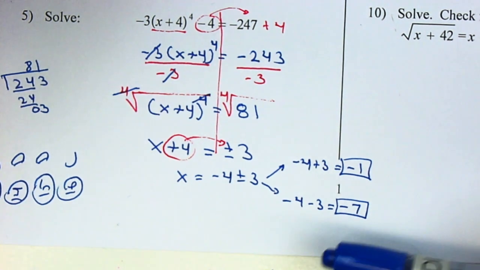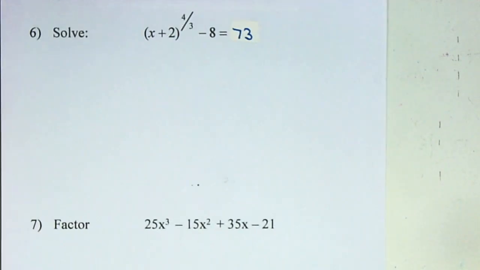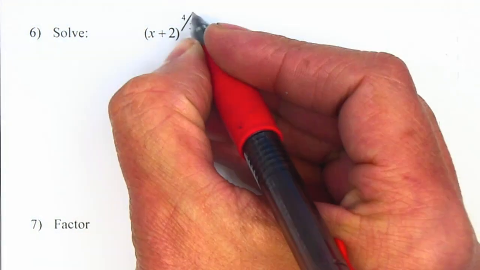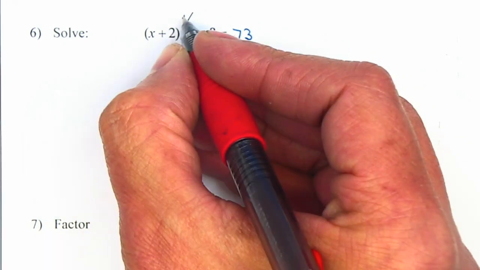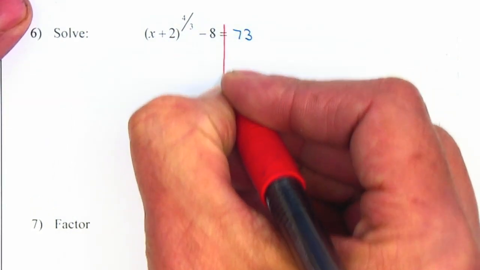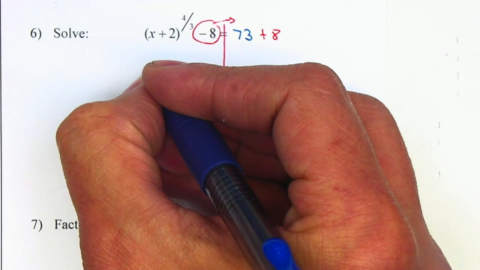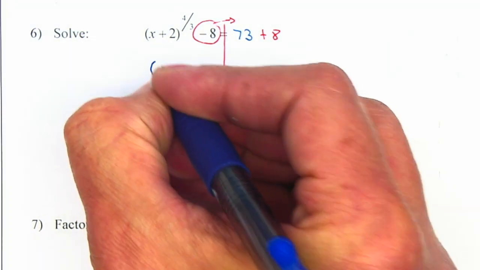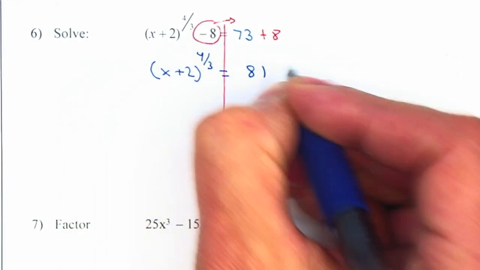Let's continue with problem number 5. Excuse me, number 6. On problem number 6, I want to be able to leave the term of this binomial that's being raised to the 4/3 by itself, so I can get rid of the exponents. Same process that we did on number 5. I'm going to move my 8 to the right, becomes a positive 8. I'll have x plus 2 raised to the 4/3 is equal to 81.